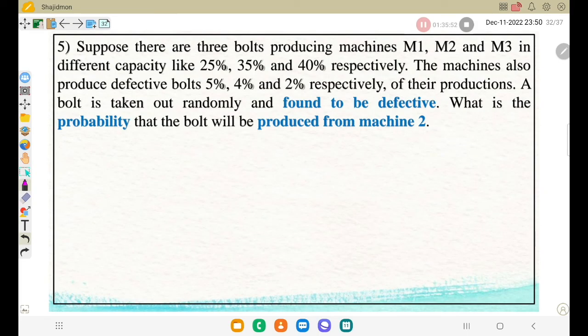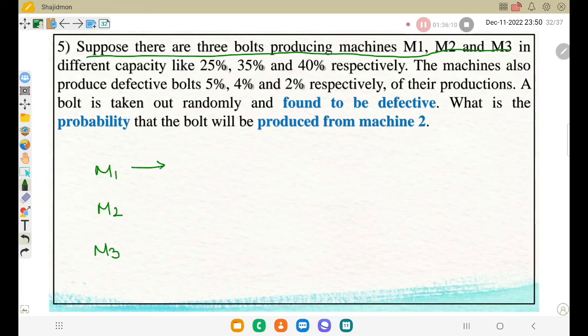Now, same model, one more question you can do, question number 5. You can see question number 5 now. What is question number 5? Suppose that there are 3 bolt producing machines, M1, M2 and M3.